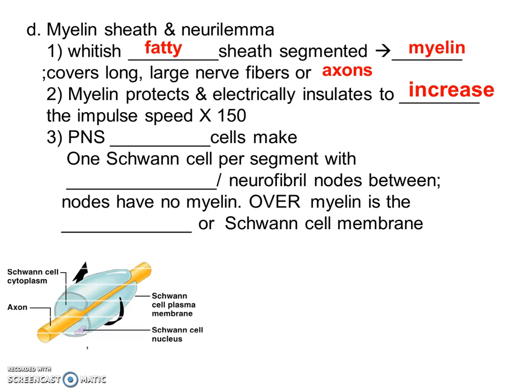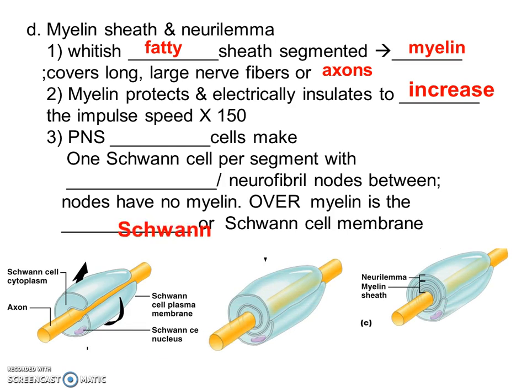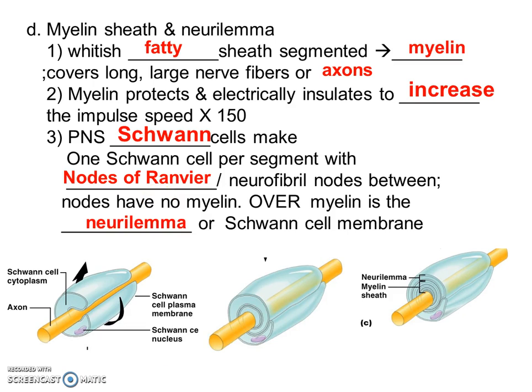Remember, in the peripheral nervous system, we're going to be making it in segments by the Schwann cell. So the Schwann cell, or we called it a neurolemmocyte, is going to make individual little segments of myelin, and then the spaces that are between the segments, those are called the nodes of Ranvier, or neurofibril nodes. They have no myelin over them. They just have the neurolemma. So over the myelin is the neurolemma.